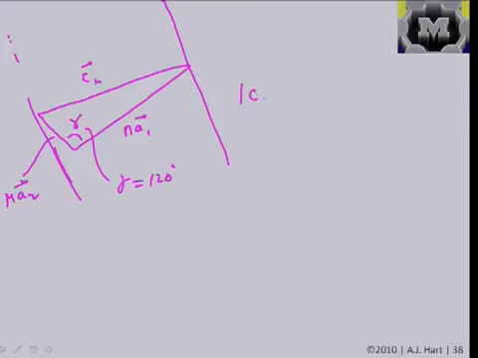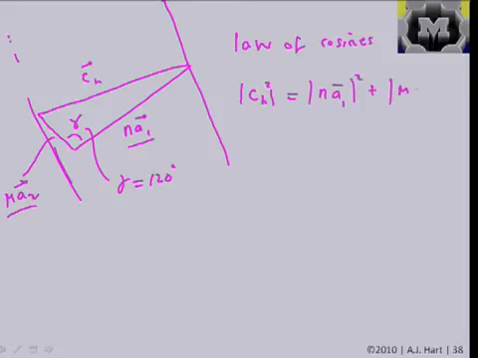So what we're doing here is I just want to find the length of the circumferential vector as related to these two vectors. So we can use the law of cosines for this, which just says the length of the long side of the triangle is equal to the square root of the sum of the squares of the lengths of the two other vectors minus twice the length of the first one times the length of the second one times cosine of the angle gamma.